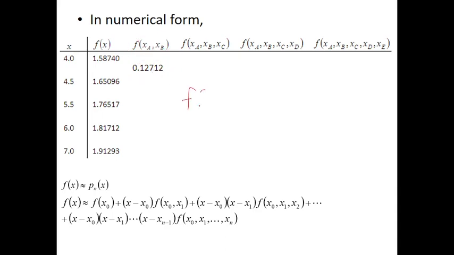So, ano ulit yon? F of x sub i, x sub j, that is f of x sub i minus f of x sub j over x sub i minus x sub j. Right? So, yun yung formula for Newton's formula for divided differences of a function. Ito yung first order divided differences of a function.